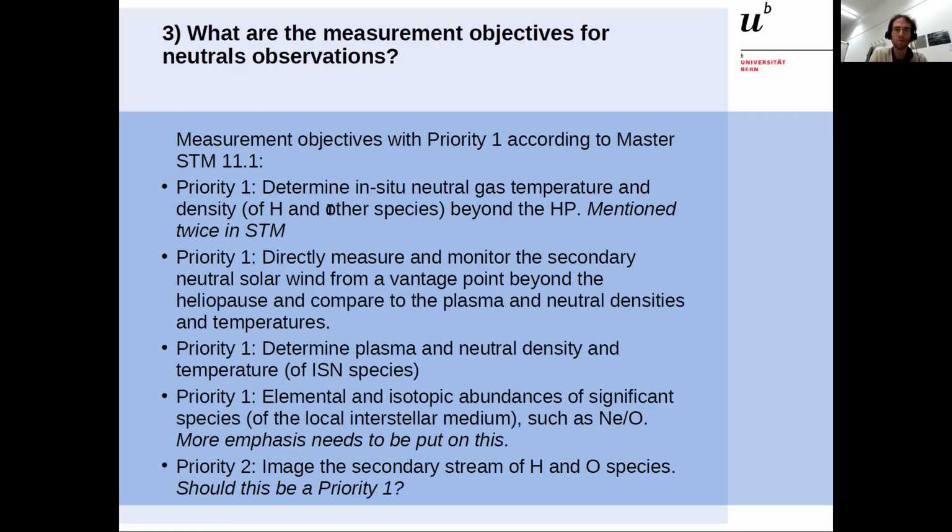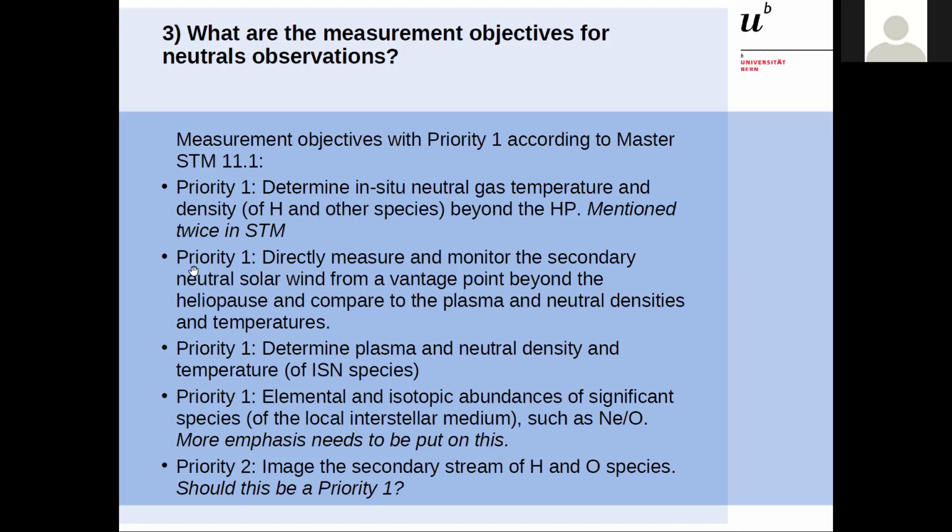Priority one, determine in situ the neutral gas temperature and density of H and other species beyond the heliopause. And actually this is mentioned twice in the Science Traceability Matrix. So maybe we can just add it once, but on the other hand, because it's mentioned twice, it shows that this is really very important. This is definitely a priority one.